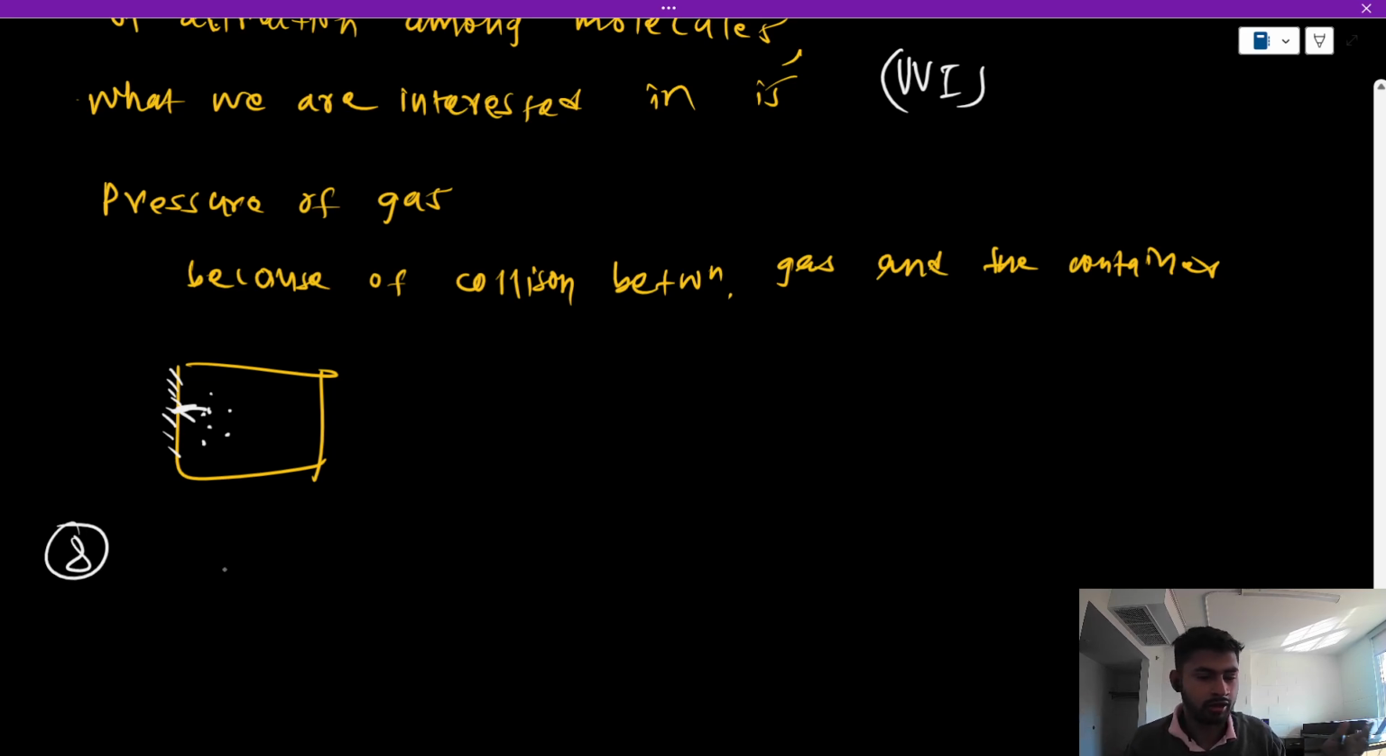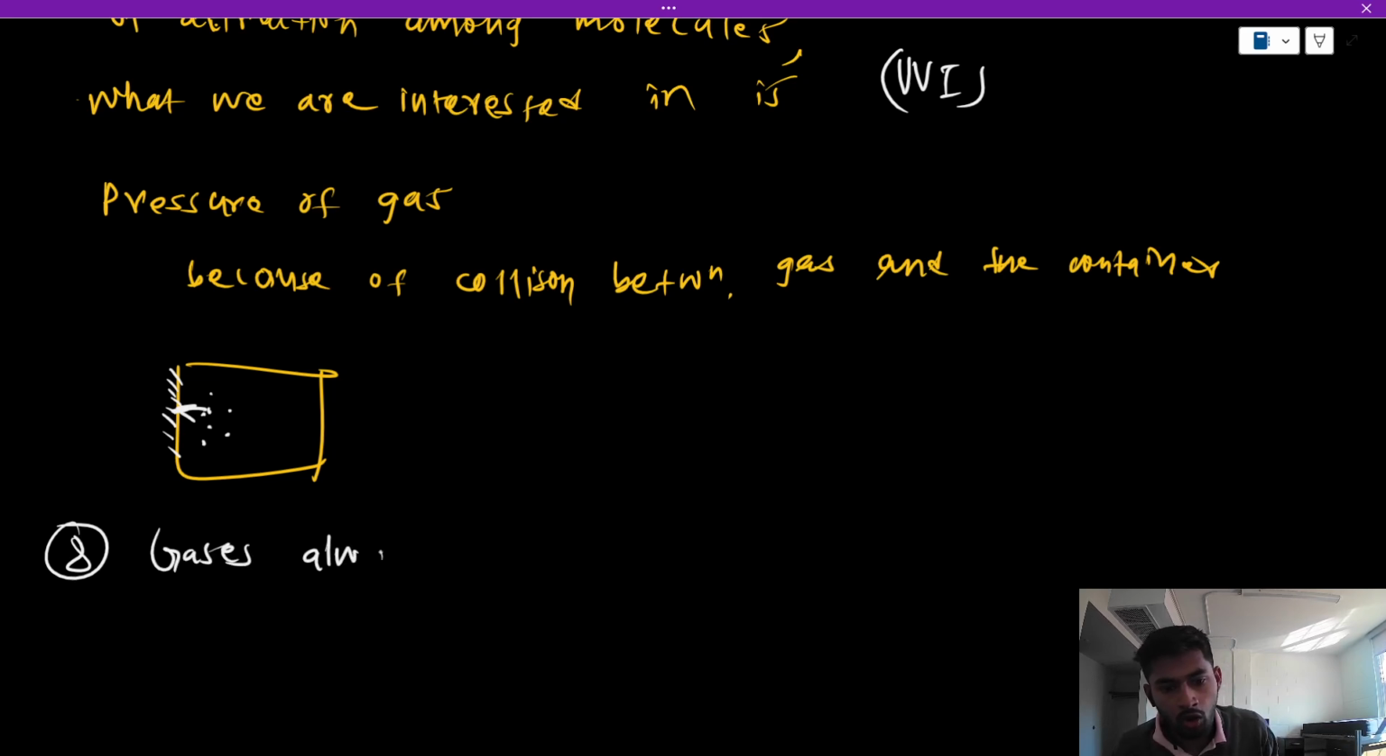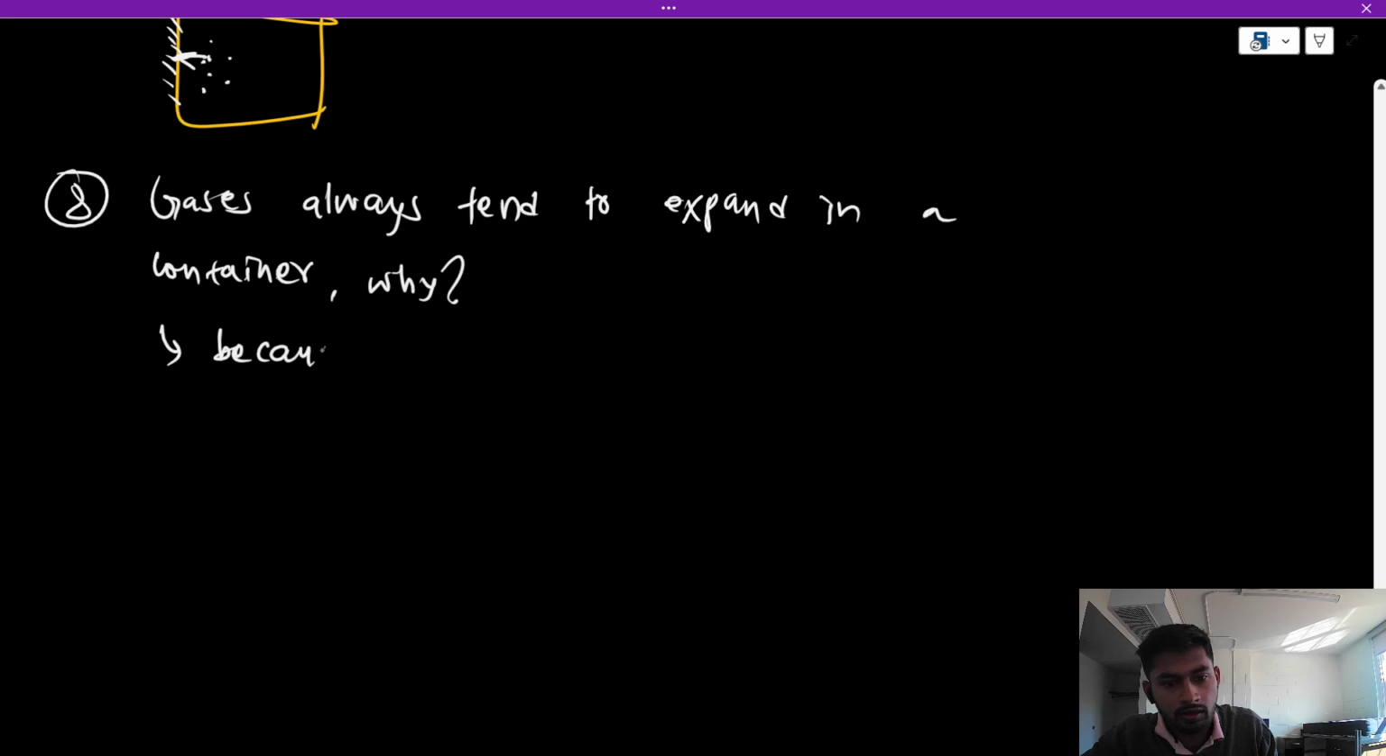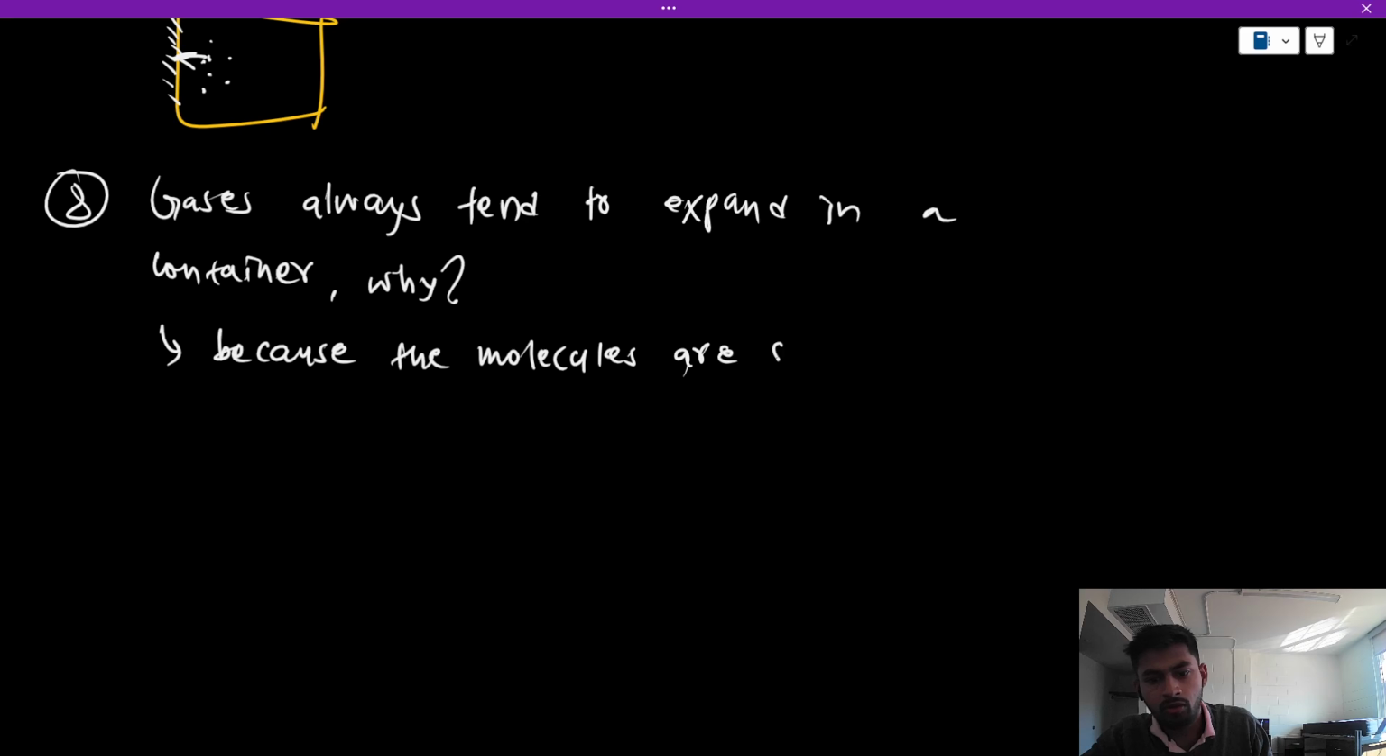Another postulate that you might have to know is gases always tend to expand in a container. Why? Because the molecules are so small that gravity doesn't act upon them.